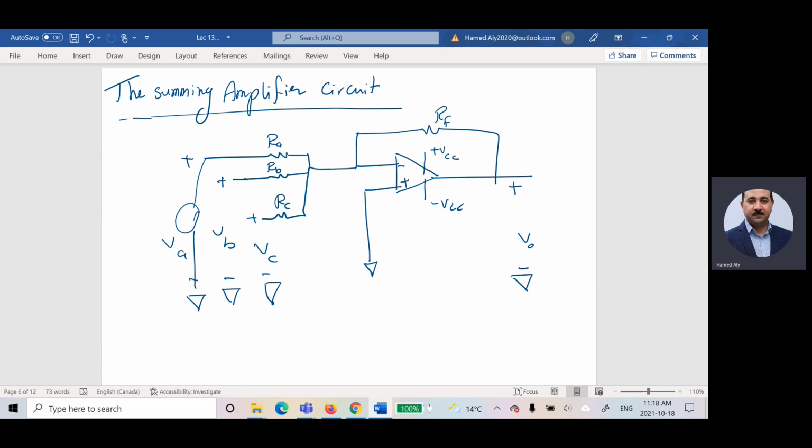Right? But I didn't draw it. I represented it as positive, negative VA. And in the same way, this guy has a source, this guy has a source. The source here is VA, the source in this guy is VB, and this is VC. What's RABC? These are the internal resistances for these sources. And I have here RF, which is the feedback resistance.